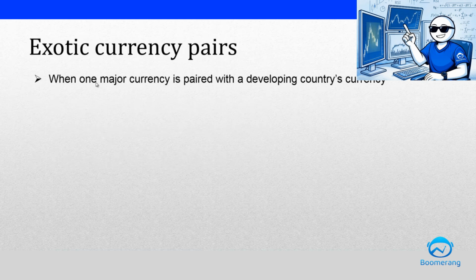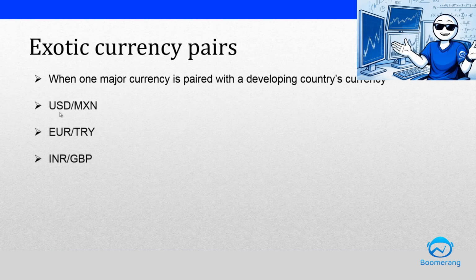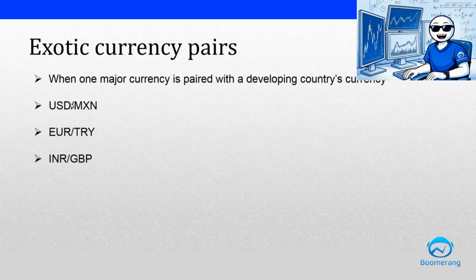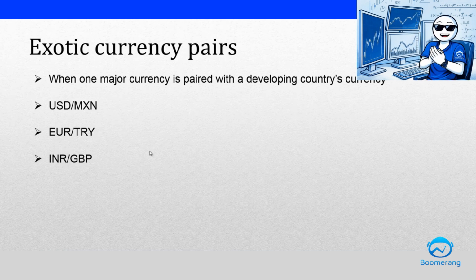Finally, the last type of currency pairs is the exotic currency pairs. This is when one major currency is paired with a developing country's currency. For example, US dollar against the Mexican peso. The US dollar is a major currency and the Mexican peso is a developing country's currency. So again, this meets the requirement. Next one, the euro against the Turkish lira. Euro is a major currency, Turkish lira is a developing country's currency. And finally, the Indian rupee against the British pound. This is what we mean by exotic currency pairs.